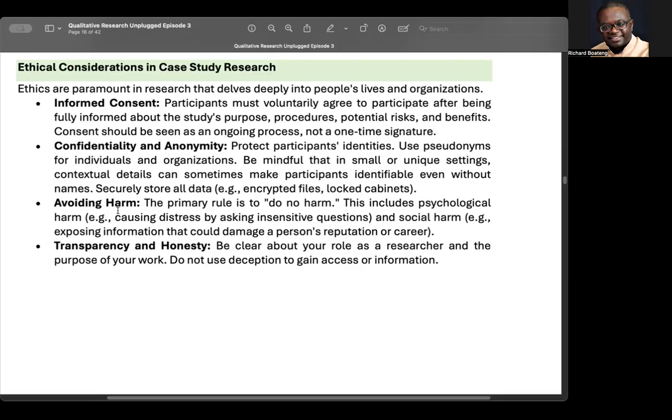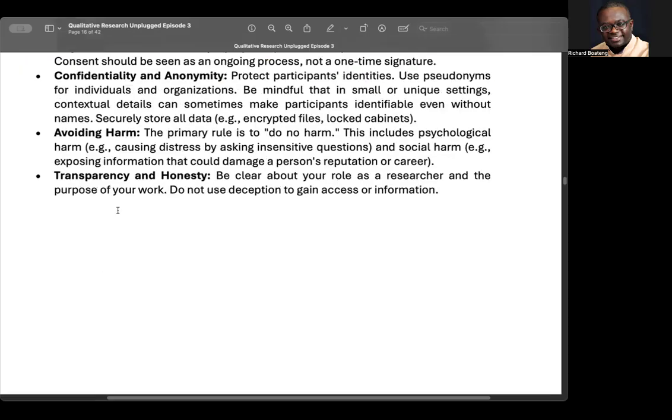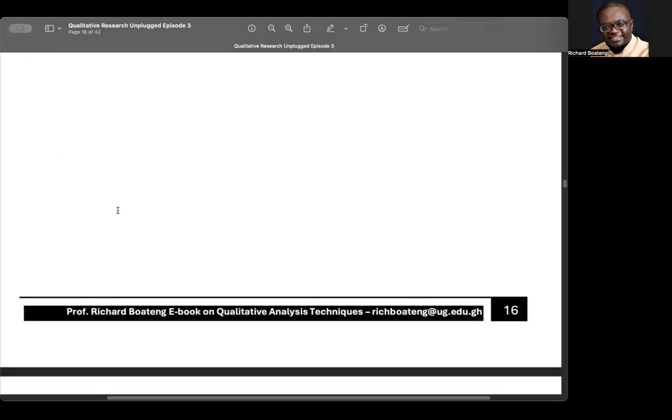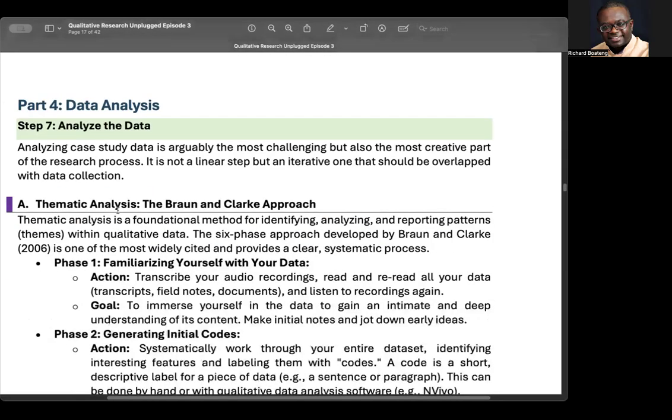Thinking through consequences. Yes. And finally, transparency and honesty. Be clear and truthful about who you are, your role as a researcher, and the purpose of your study. Never use deception to gain access or elicit information. Maintaining integrity and building trust with your participants is fundamental to ethical case study research.